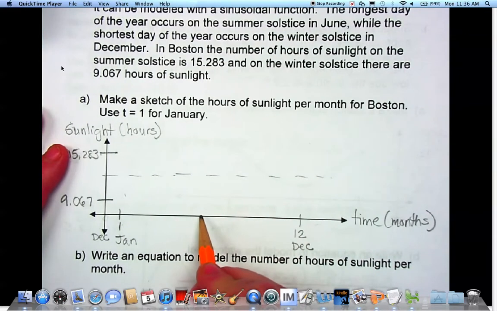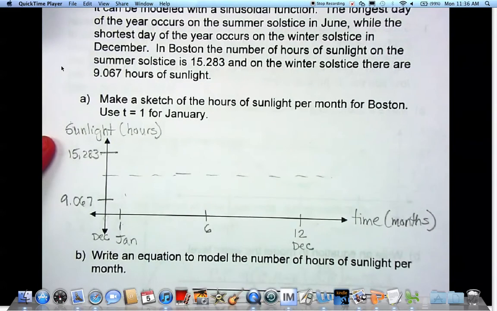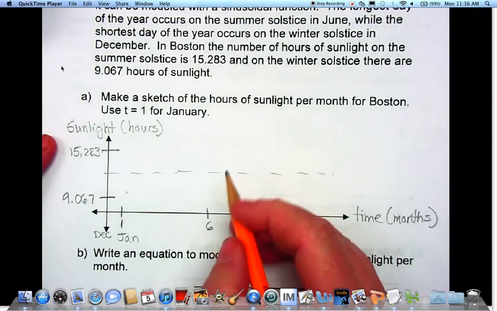Okay, the longest day occurs at what month? June. Which month is it? Count again. March, April, May, June. Did you leave that one out?